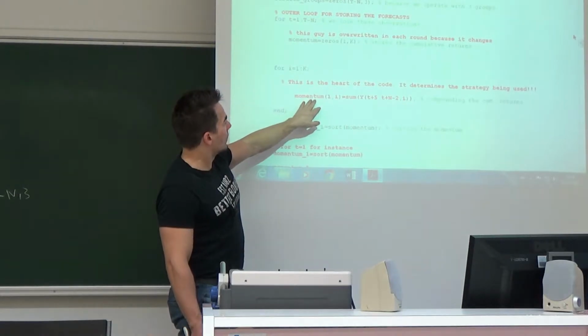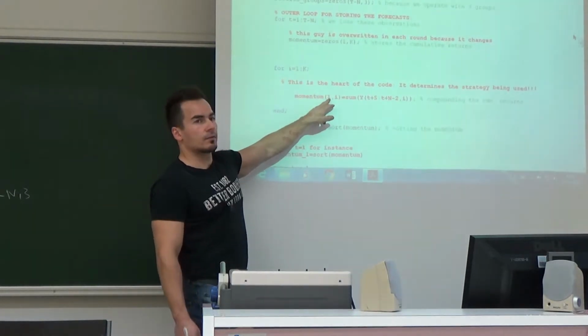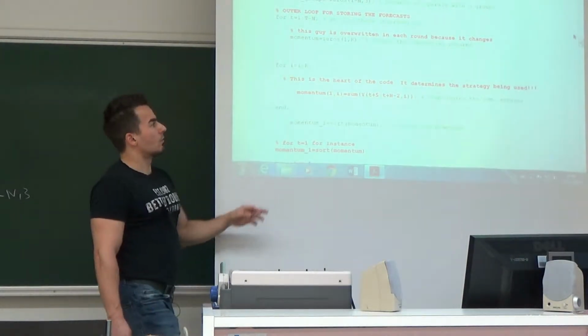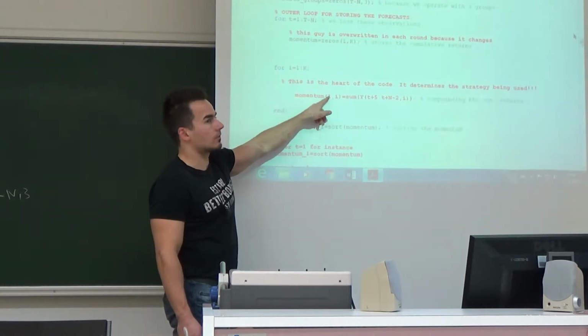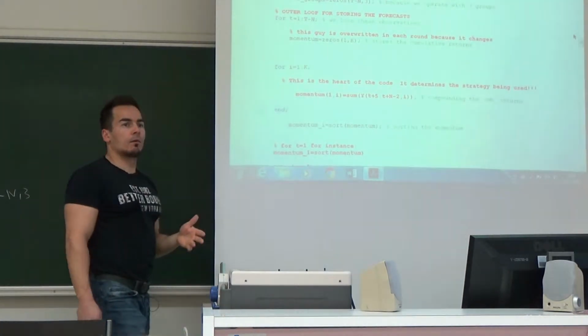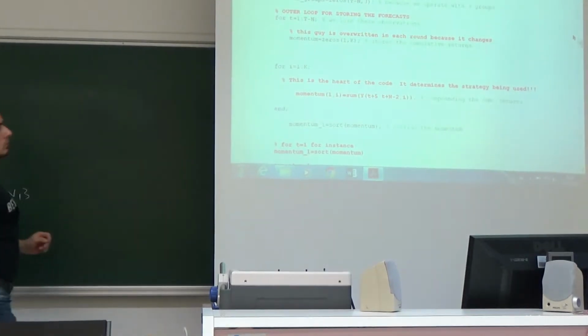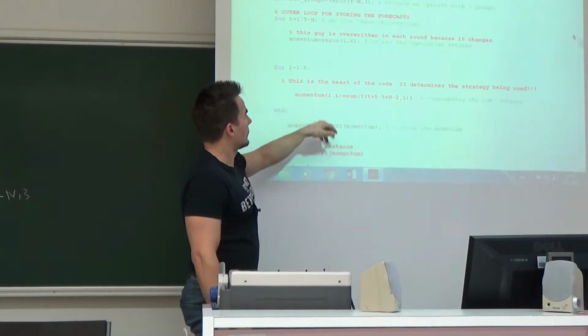So we start with momentum 1i. Actually, we can skip this here because it's a simple row vector, so we don't necessarily have to have this 1 here in the parentheses. Matlab automatically recognizes that as a row vector. But it's not an error if you write it anyway.